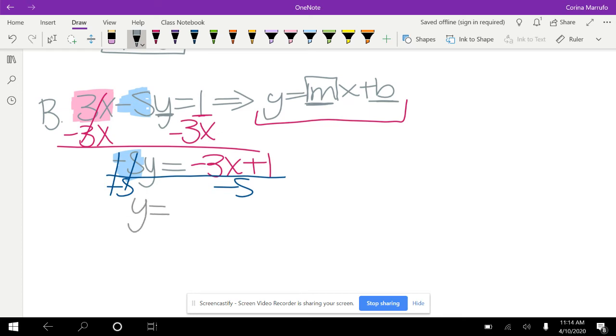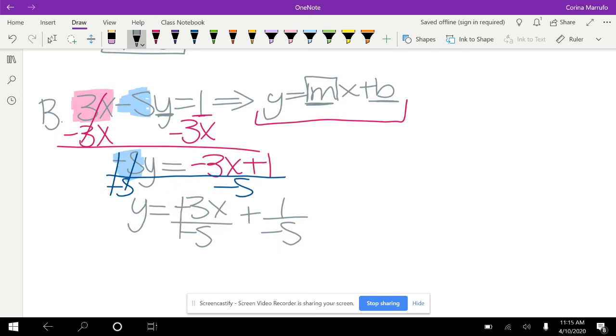And so we get y equals, and since we took this side and divided it by negative 5, we do need to distribute the negative 5 to each one. So it's going to be negative 3x over negative 5 plus 1 over negative 5. We make sure we divide each one by the negative 5, and then now we just simplify it.